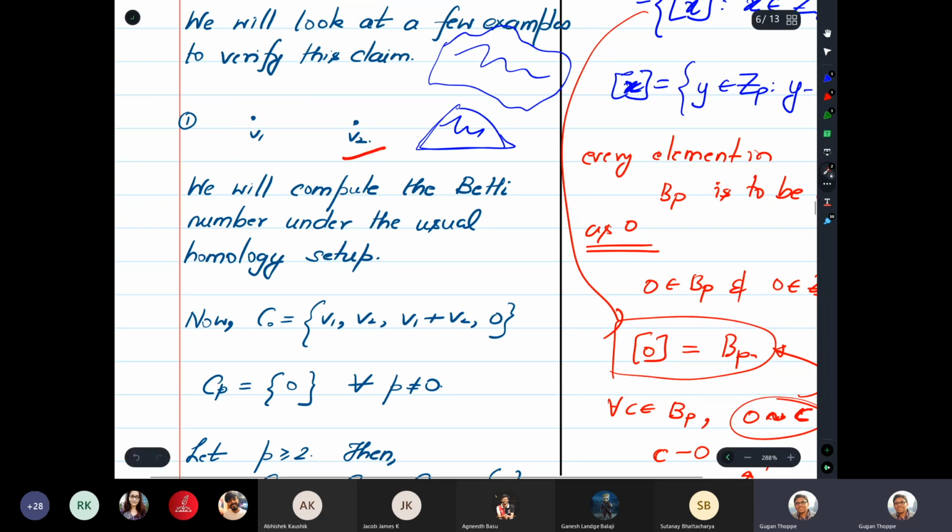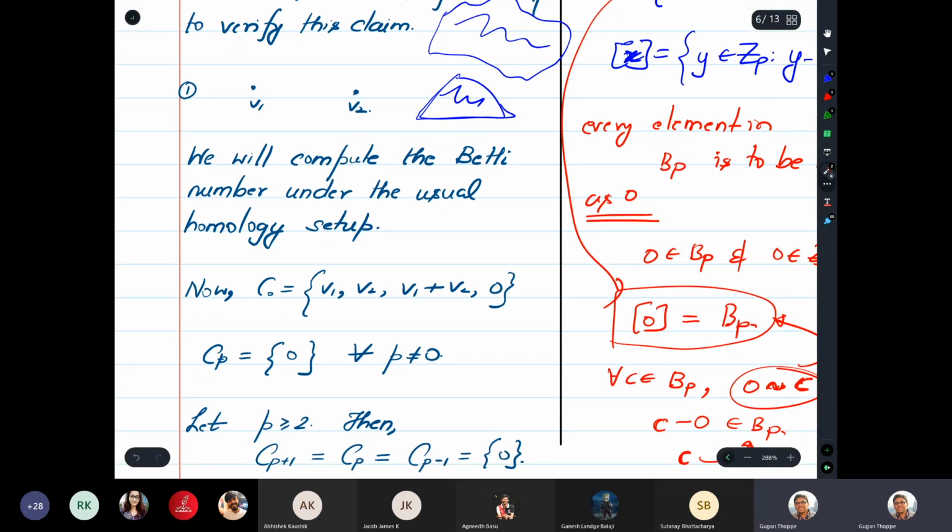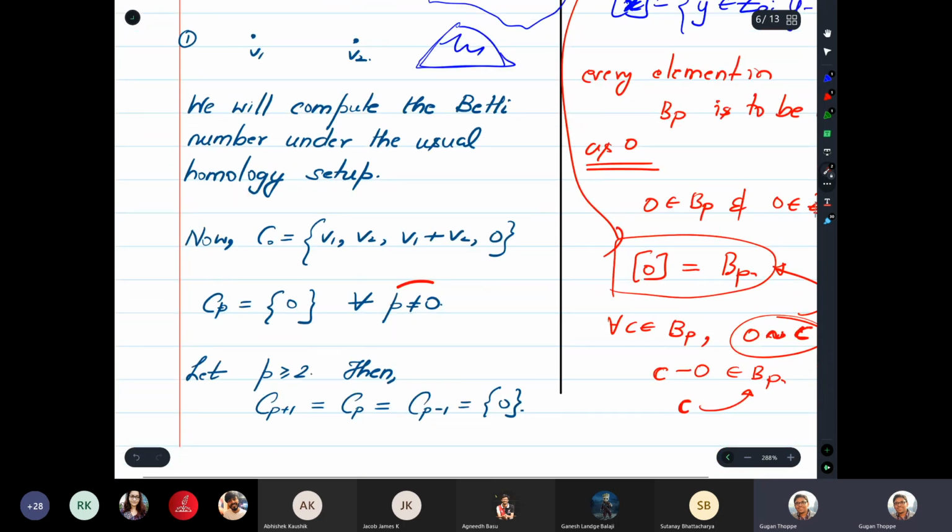Again I repeat that this simplicial complex has two vertices, and consequently if you look at the set of zero chains, that is the C0 vector space, I hope you agree that it will contain V1, V2, V1 plus V2 and 0. So these will be the four elements in C0. Now since there are no higher dimensional faces, Cp will be 0 for all p not equal to 0. I would also like to stress that we are first going to compute these Betti numbers assuming that we are working with the usual homology setup. Because we are working with the usual homology setup, C minus 1 is the trivial vector space, and consequently Cp will be the trivial vector space for all p not equal to 0.